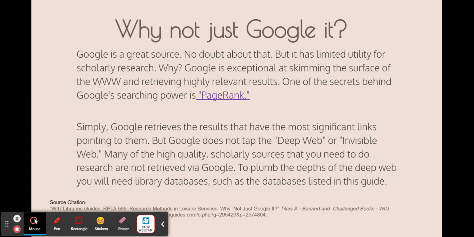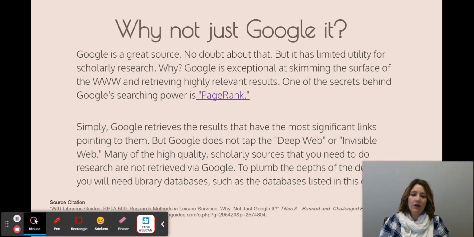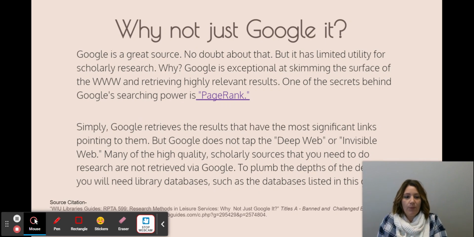So Google uses the algorithm of the most popular websites. So if you type in World War One, you're going to find the websites where people mostly go to look at information about World War One. It doesn't mean that it's necessarily the most accurate information, right? It's just simply information that's there and it's popular, but it might not be good for your purpose.